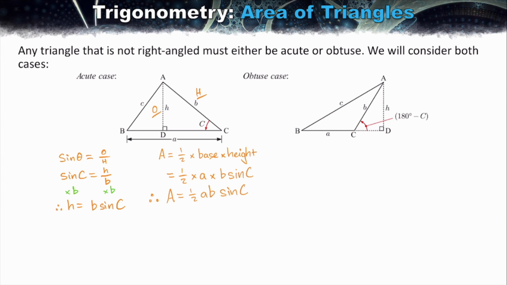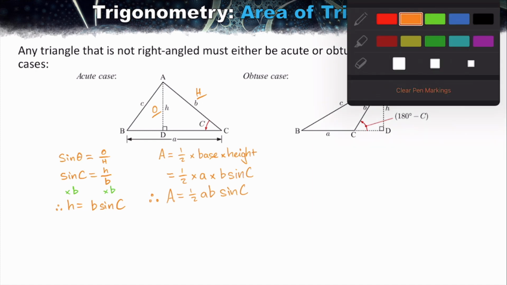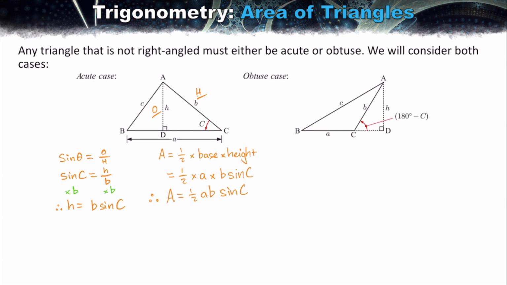Now, obviously, we've considered the acute case. What if we have an obtuse triangle? We have to make sure that when we're creating a formula like this, that we don't create something that's going to work when it's acute, but what happens when it's obtuse? Well, for an obtuse triangle, the height that we need is not within the triangle anymore. It's just over here.